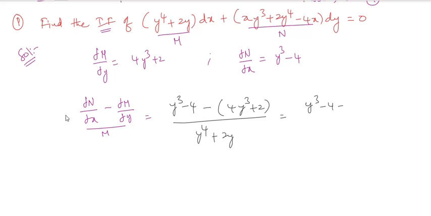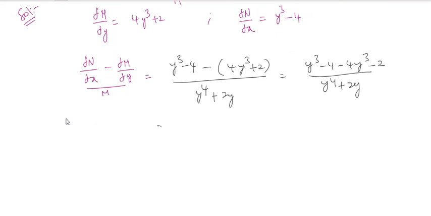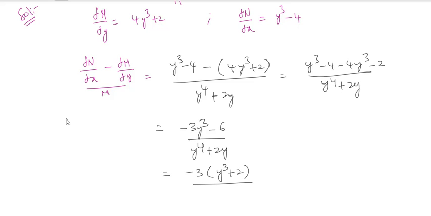You will have y³ − 4 − 4y³ − 2, divided by y⁴ + 2y. So y³ − 4y³ gives minus 3y³, and you get (−3y³ − 6) divided by (y⁴ + 2y). What I will do is take minus 3 as common in the numerator, so you have y³ + 2. Similarly, in the denominator I will take y as common, so I have y³ + 2.